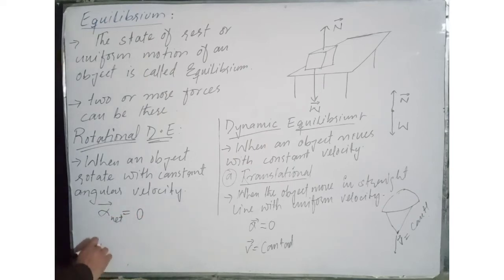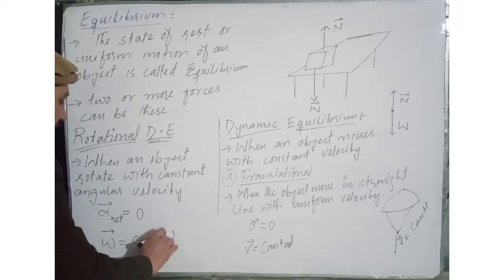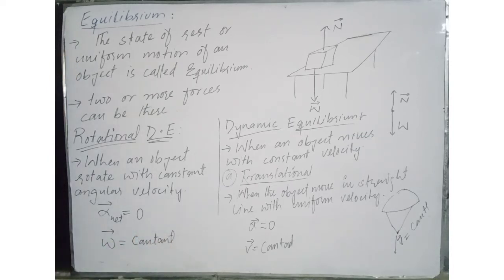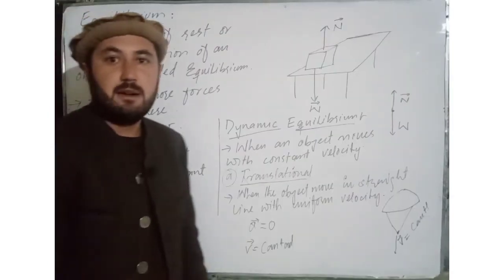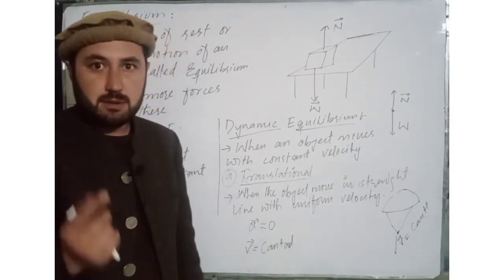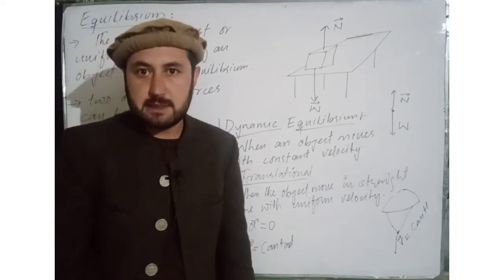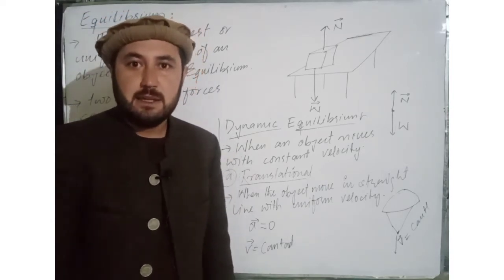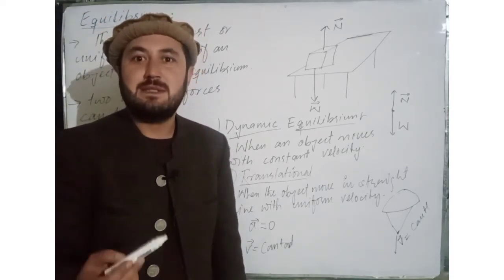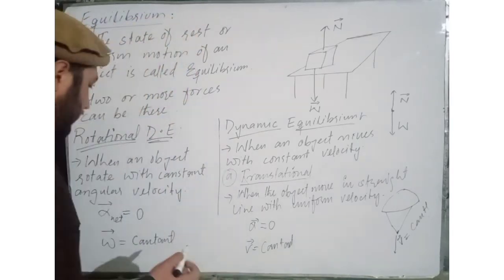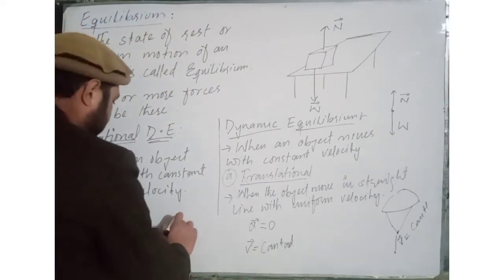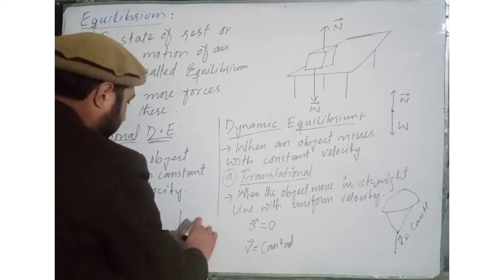But what about the angular velocity omega? We will be having a constant angular velocity, right? An example you can consider is a compact disc. When such a compact disc is rotating in a CD player, it is actually rotating with some constant angular velocity.